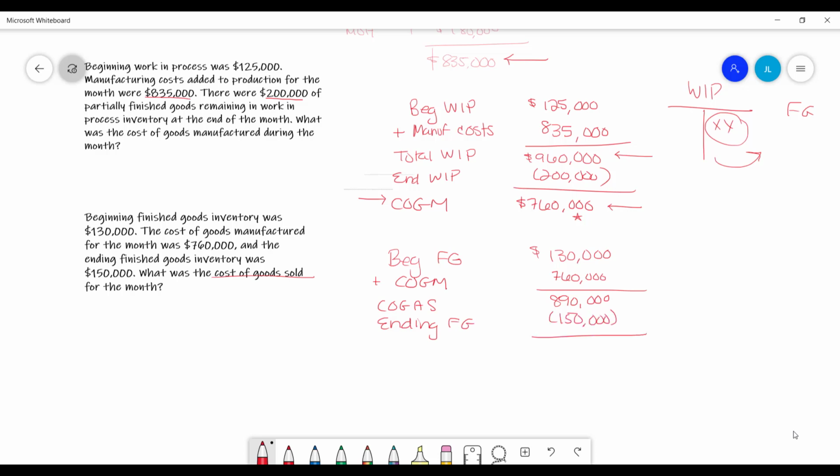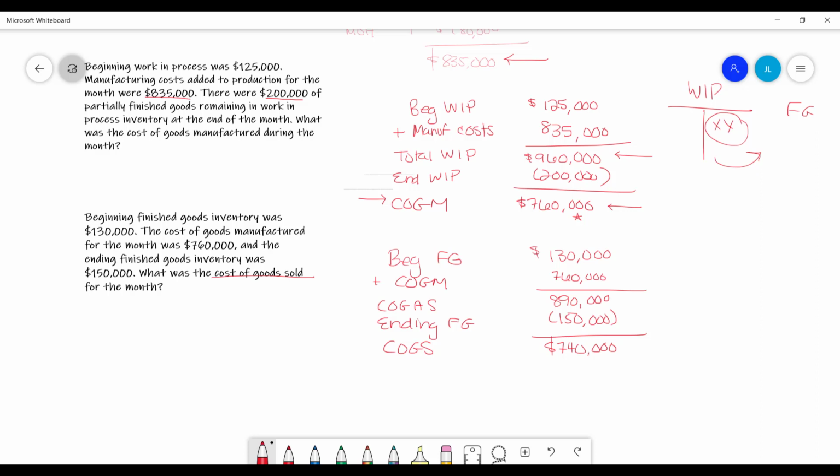So we want to figure out, okay, if we had $890,000 of goods available for sale, but then we ended the period with $150,000, that must mean we sold some, right? And that amount, the difference there should be cost of goods sold. So $890,000 minus $150,000 should be $740,000 there. Okay, for our cost of goods sold amount.